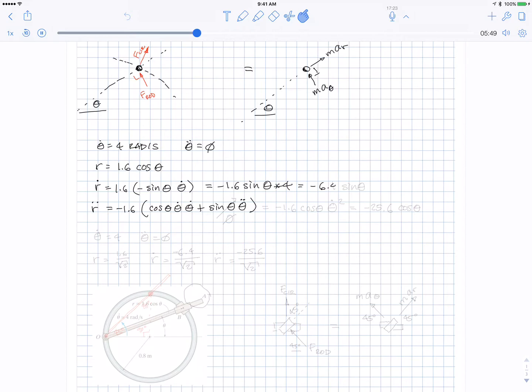and that equals minus 6.4 sine theta. R double dot equals, that one's going to be 0 because theta double dot is 0, minus 1.6 cos theta times theta dot squared, and theta dot was 4, so 16 times 1.6 is 25.6.